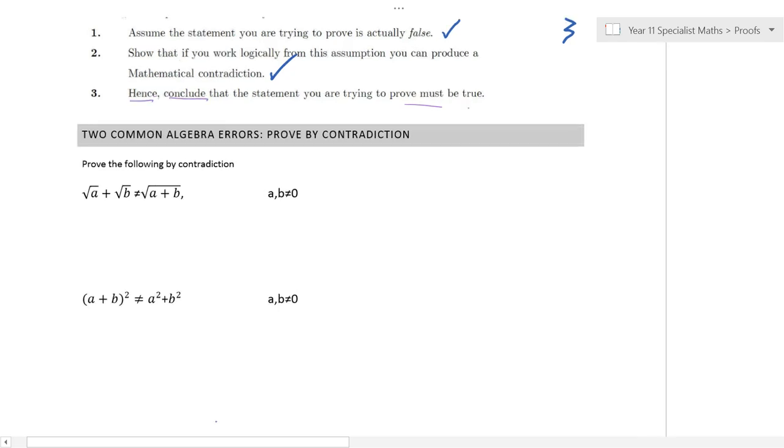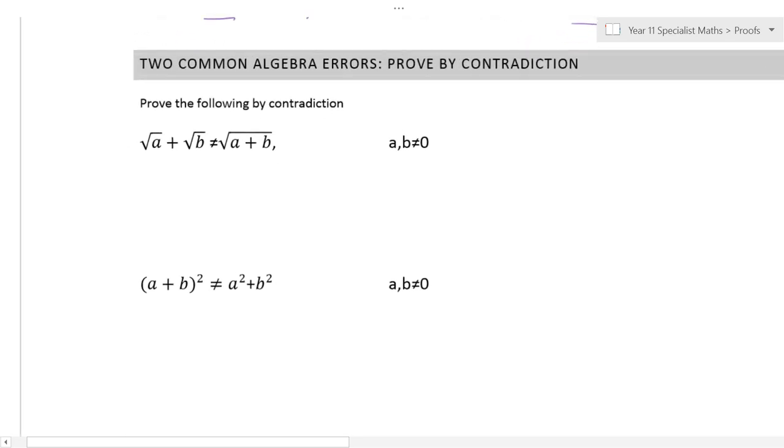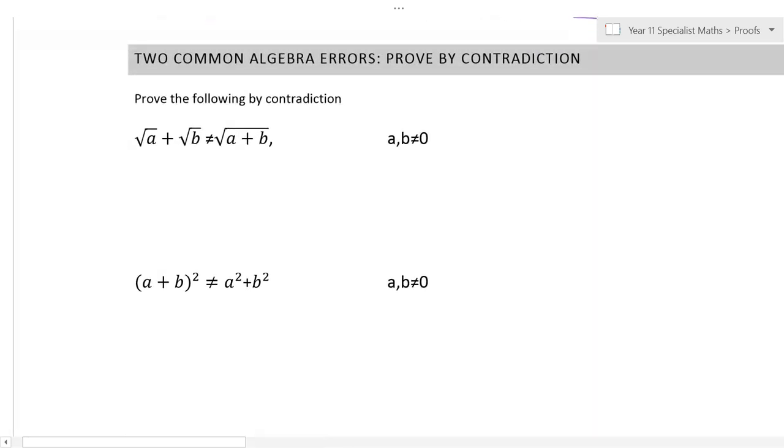As you can see here, and I hope that if you're in specialist maths, you can see that the square root of A plus the square root of B is not equal to the square root of A plus B, okay? So I want to prove this by contradiction. What do we have to do? We have to assume the opposite. We're trying to prove that it's not equal to, so we therefore assume that it's equal to, okay?